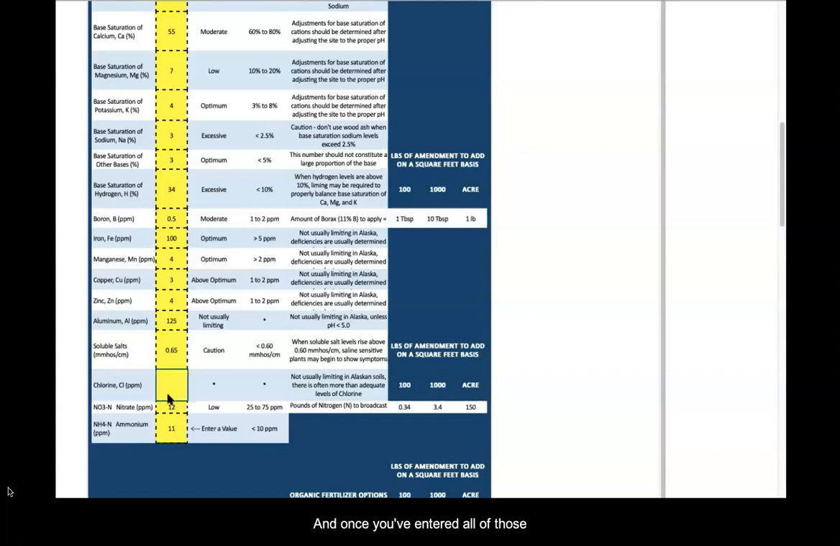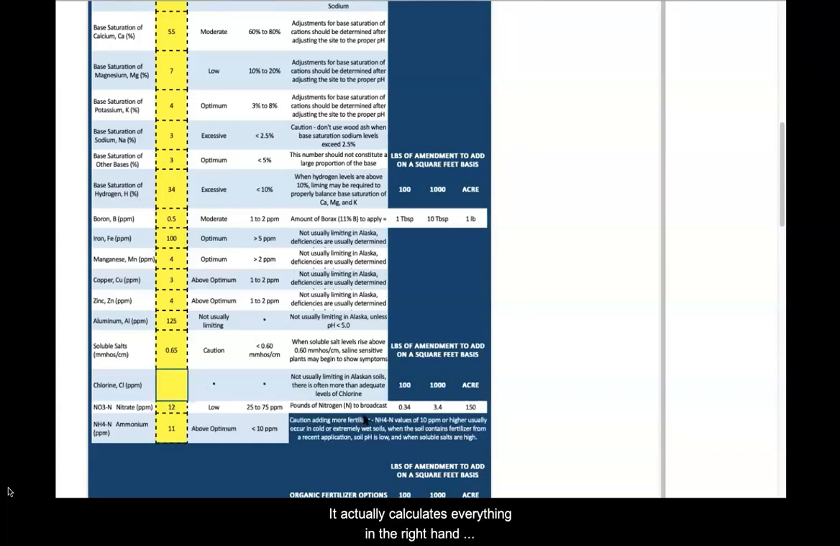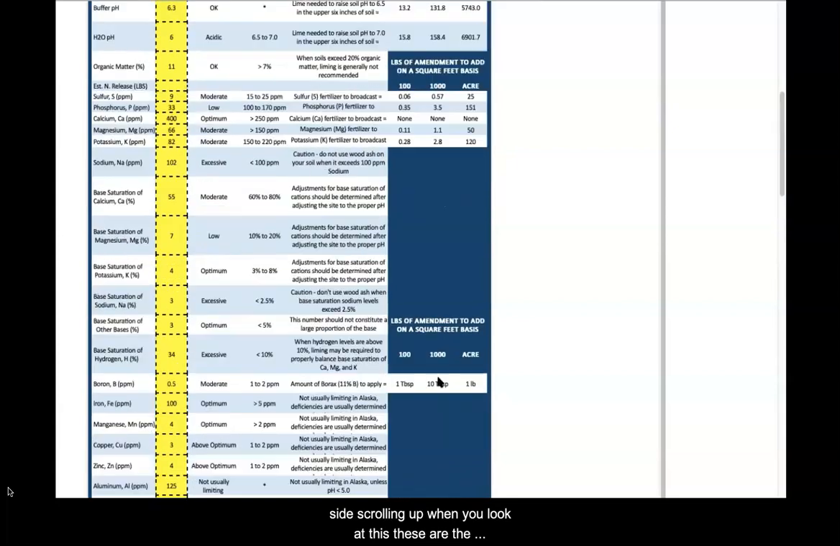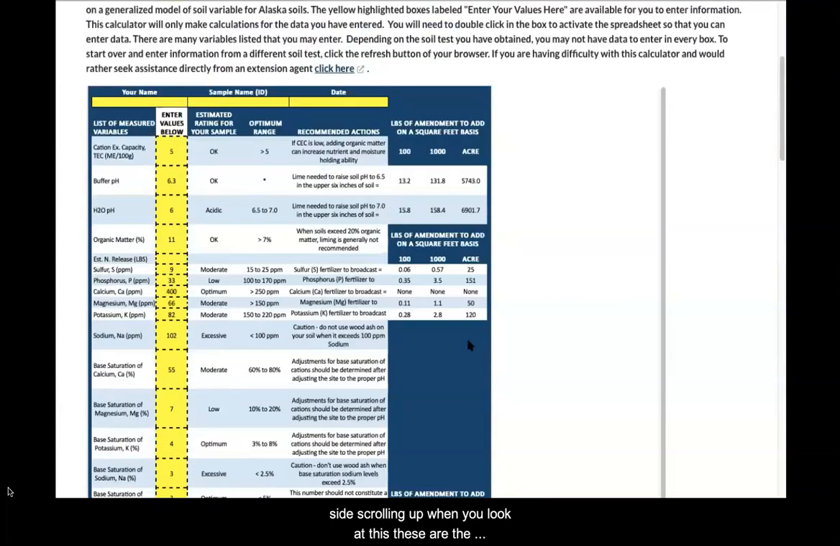And then once you've entered all of those, it actually calculates everything on the right-hand side. Scrolling up, when you look at this, these are the amounts that you'd want to apply. So based on our soil, because it's not an organic soil, and we have a buffer pH number, it tells us exactly how much lime to add to raise the soil to 6.5 pH.